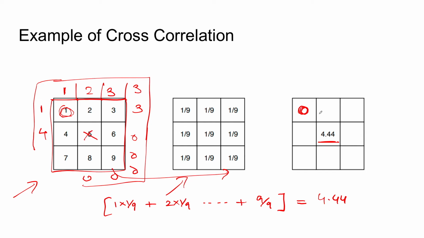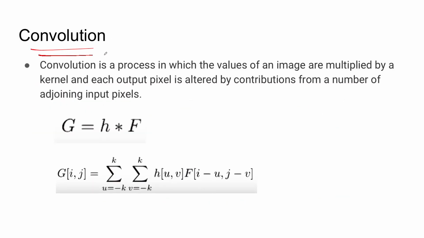Now let's look at convolution. Convolution is a process in which values of an image are multiplied by the kernel and each output pixel is altered by the contribution of the number of adjoining input points.